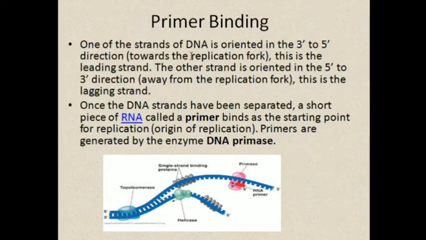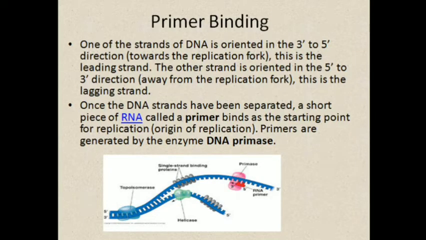Now one strand of the DNA is oriented in the 3'-5' direction, and this is called the leading strand, and the other strand which is oriented in the 5'-3' direction is called the lagging strand. So the 3'-5' is the leading strand, while the 5'-3' is the lagging strand.